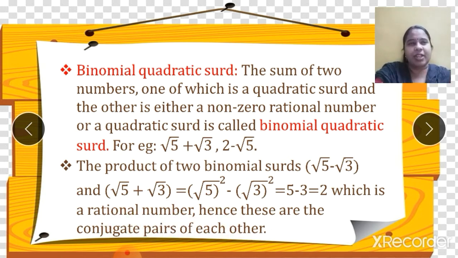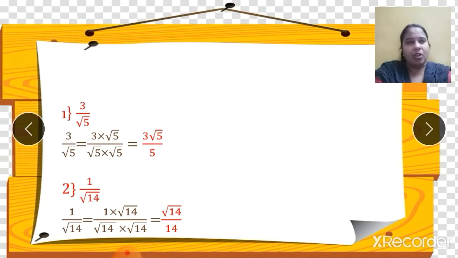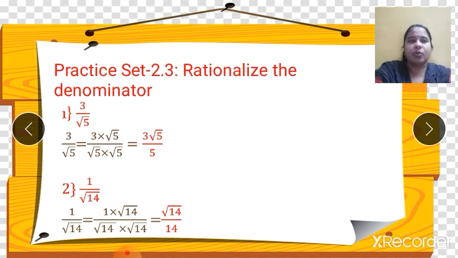How do we rationalize? We simply multiply it with its conjugate pair. Now what is the meaning of this word conjugate pair? If you have it with a minus sign, the conjugate pair will have a plus sign. Suppose I give you this with a plus sign. The conjugate will be exactly the same numbers but with a minus sign. Okay, so I hope you understood these two very important points: what is a binomial quadratic surd and what is a conjugate pair.